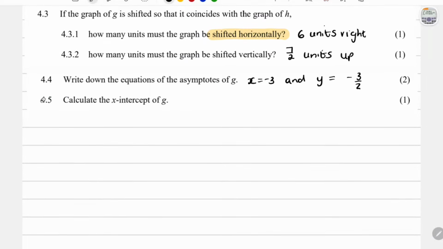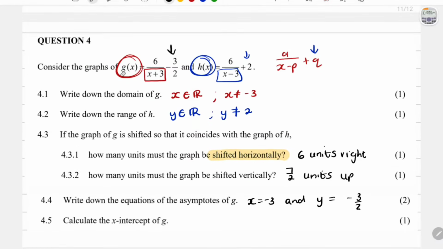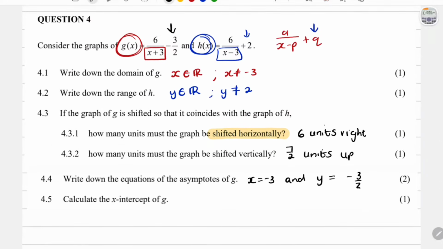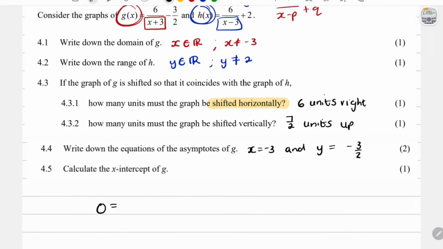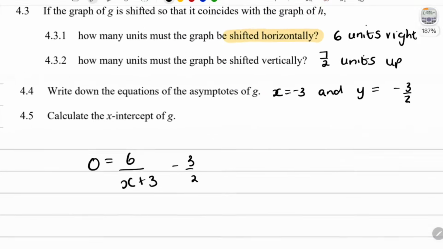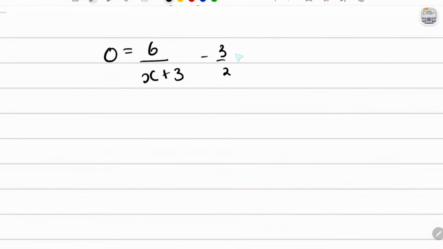The next question, 4.5, says, calculate the x-intercept of G. What's the x-intercept of G? To find the x-intercept, you just have to make y equal to 0. Since g of x is your y, we're really making that equal to 0. So we're saying 0 is equal to 6/x plus 3 minus 3/2, and we just have to simplify this. Because this is negative, I'm going to take it over, and it becomes positive: 3/2 is equal to 6/x plus 3.